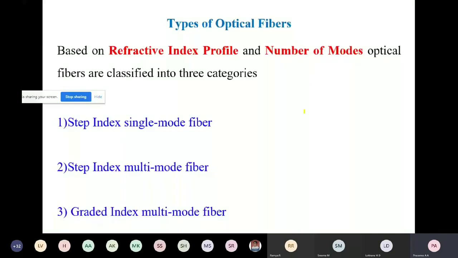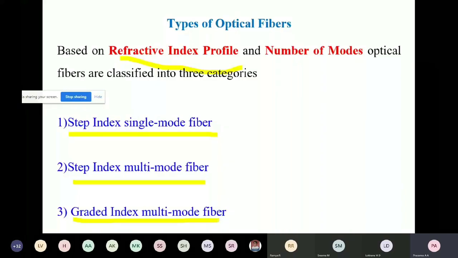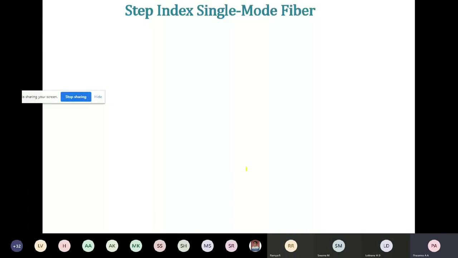So based on this number of modes as well as the refractive index profile, means the variation of refractive index with respect to the radial distance of the core and clad. Based on these two quantities, it is possible to classify the optical fibers into three categories. One is step index single mode optical fiber, step index multi-mode optical fiber, and graded index optical fiber. This is in short called GRIN optical fiber also. GRIN, GR indicates graded, IN represents index, graded index multi-mode optical fiber. Let us discuss one by one.